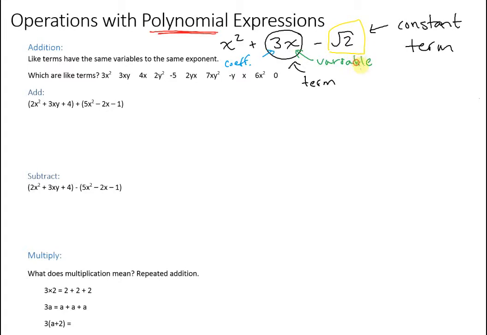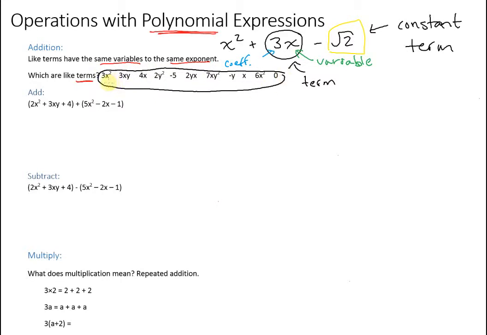An important concept is like terms. We can add and subtract like terms. We can collect like terms. So like terms, it's very important. A like term has the same variables with the same exponent. The coefficients can be different. The variable has to be the same. So x squared and x are not like terms. Which of these here are like terms?